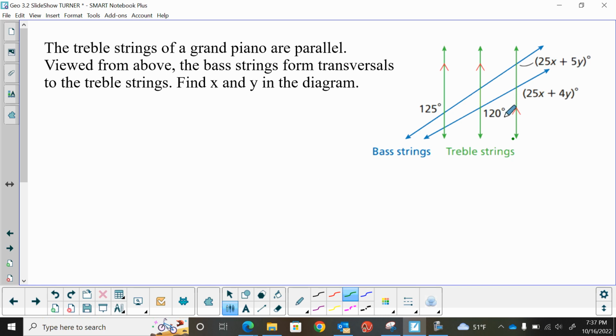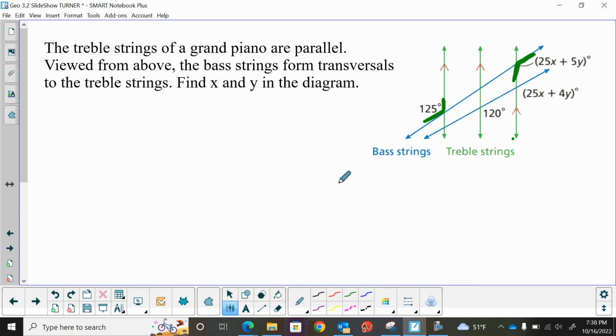All right, so the way we can think about this is almost as if we've got 2 different transversals. And so we have to identify which transversal are we looking at and which parallel lines. So let's first match up some of our angles. We have over here the 25x plus 5y forms this angle up here. And if we follow along that blue line, we have 125 degrees down here.